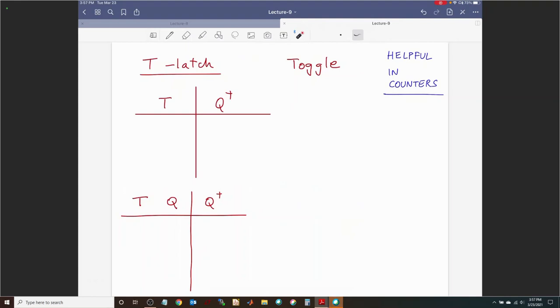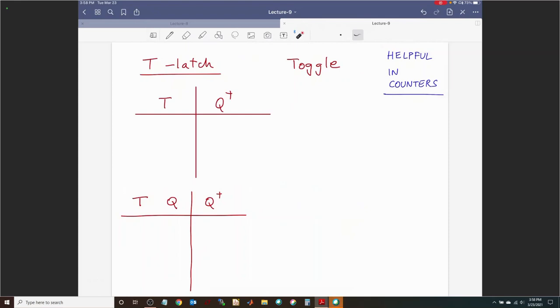A T latch, a toggle latch. This will be our last flip-flop or latch configuration. We had SR, D, JK, and our last one in terms of a standard latch or flip-flop is the toggle latch or flip-flop, which is very useful in designing counters. We are going to talk about designing counters a few weeks from now, but that's going to be very useful.